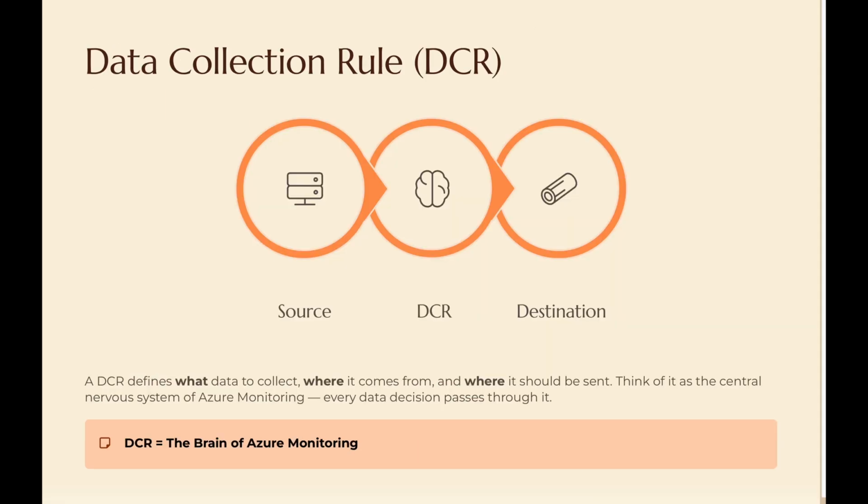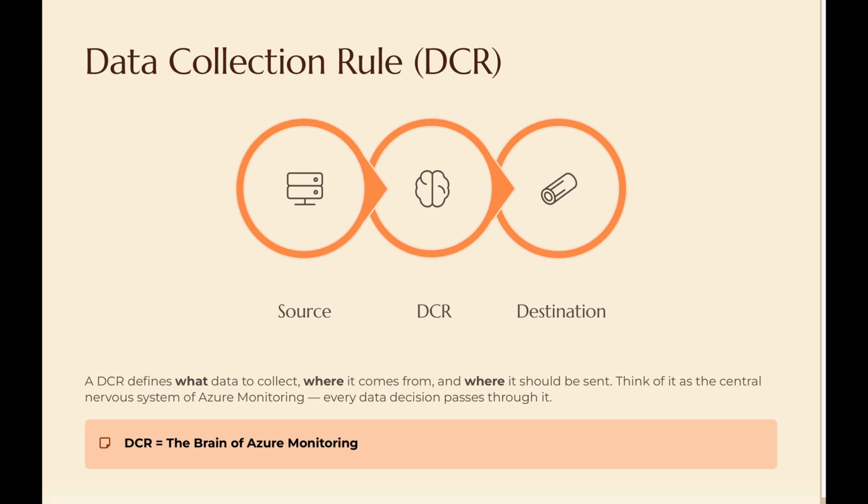Now think of DCR like a delivery manager. We have a source, which is a VM or an application. Then we have a data collection rule, which is the brain. Then we have the destination where we want our data to be sent. So a DCR decides what data to collect, like logs or performance counters coming from the virtual machine, and where the data needs to be sent, like the Log Analytics workspace.